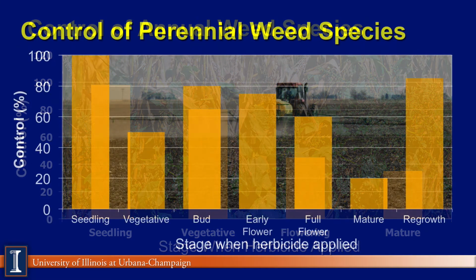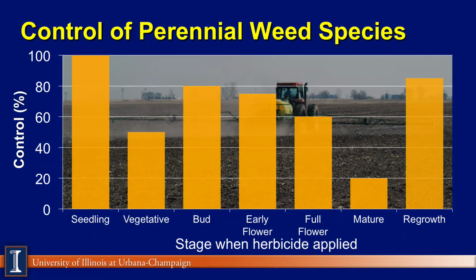This is a little bit different if we have to contend with some of the perennial weed species. Here again, one similarity between perennials and annuals is that the seedling stage is the most vulnerable stage for a herbicide to work effectively. As the perennial species assume a perennial growth habit going from the seedling stage to the vegetative stage, the level of control with a herbicide can drop off very, very quickly.